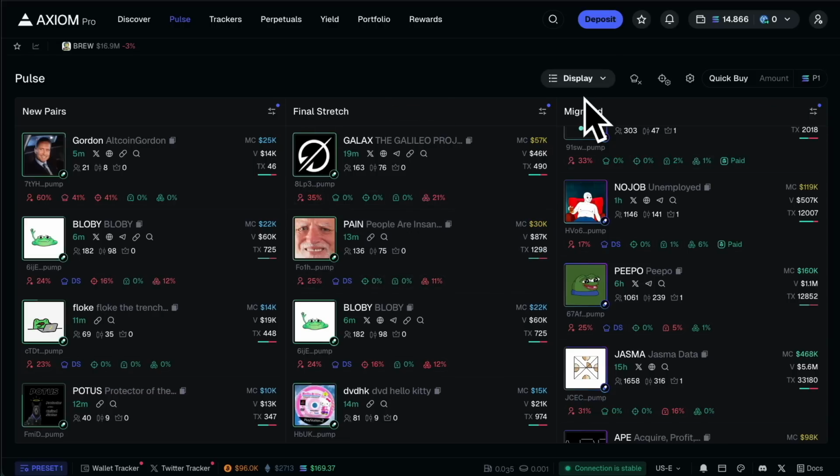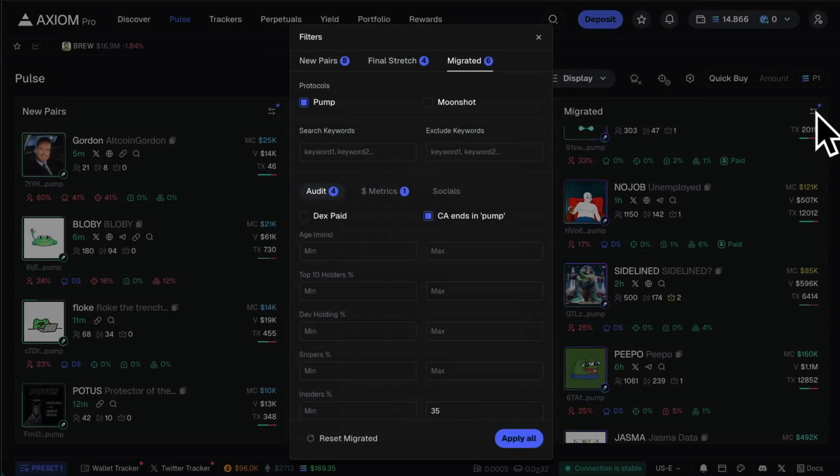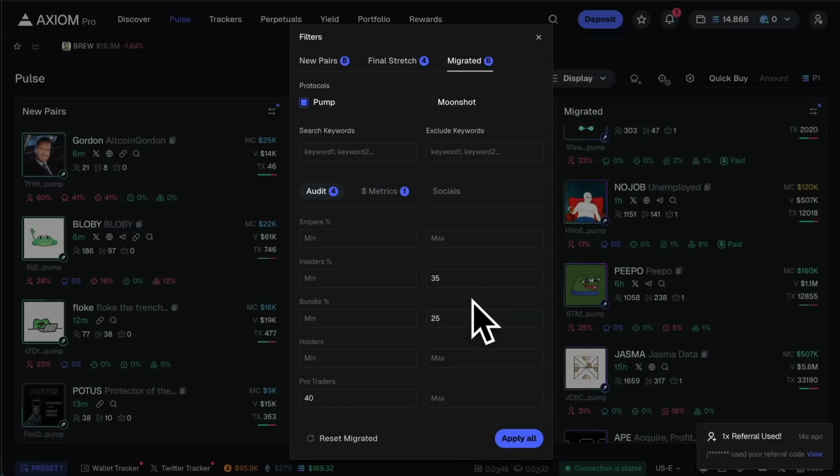Now here, it's all about the filters. On migrated, when I click on filters, what I like to do is first add CA ends in pump. So I want the pump.fun coins, or you could just click where it says pump protocol. In the first audit section, I like to put maximums for insiders, bundles, etc. So maybe 35% for insiders. Bundle, I'll probably put a little bit higher, probably 20 or 25%.